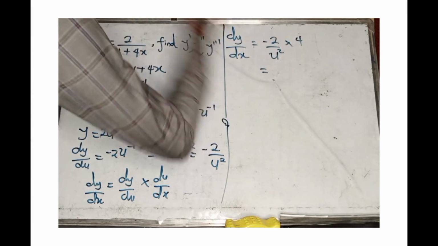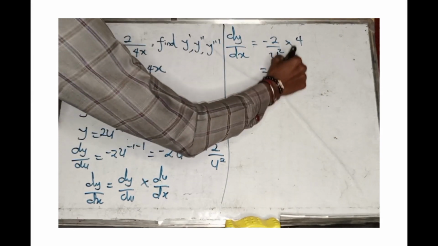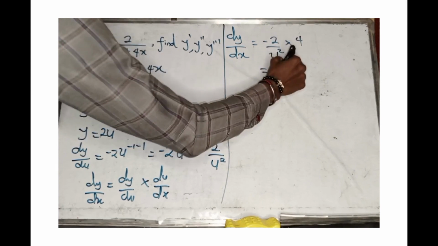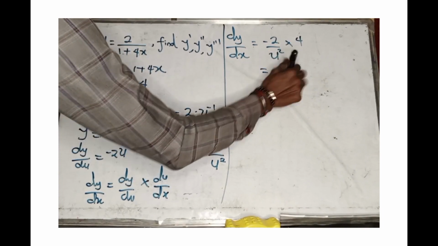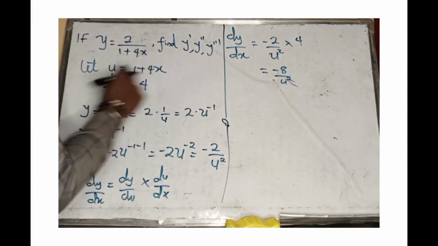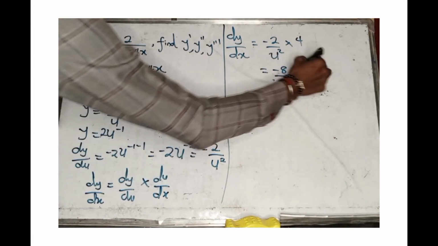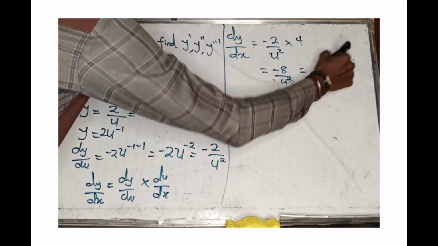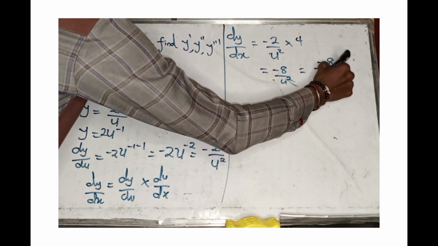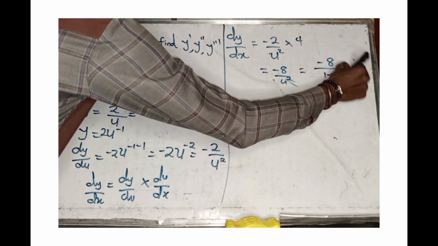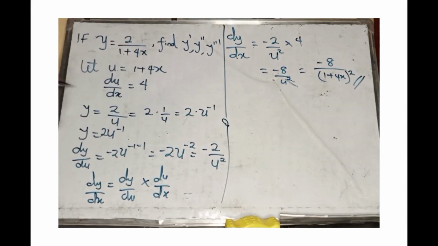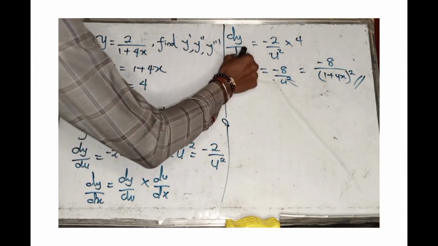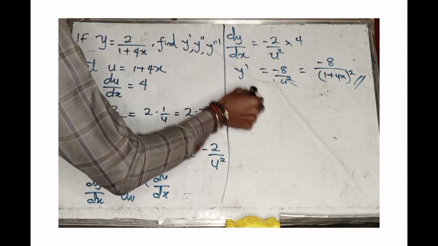So this will now give me minus 2 times 4, which is minus 8 over u squared. But recall, initially we said let u be equal to 1 plus 4x, right? So I have minus 8 over 1 plus 4x all squared. Is that clear? So now guys, this is my first derivative, my y prime. Now let me get my y prime prime.